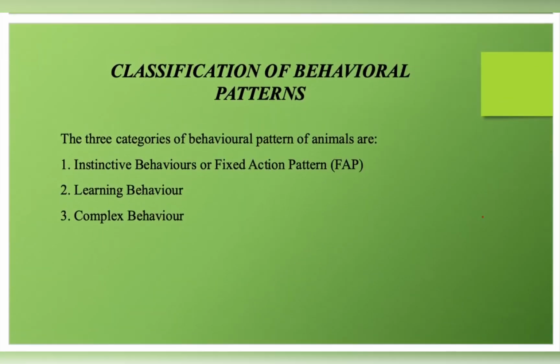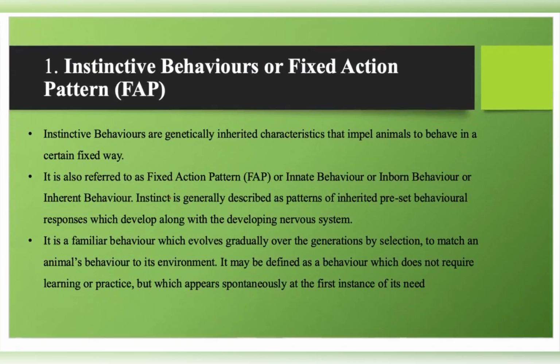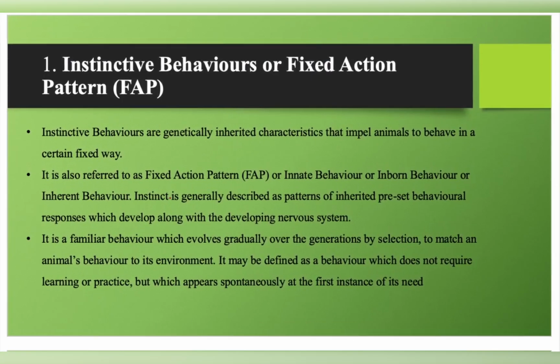Now let's talk about the classification of behavioral patterns. There are three basic categories of behavioral pattern of animals. Number one is instinctive behavior, also called the fixed action pattern, the FAP. The second one is learning behavior, and finally we come to complex behavior. One by one we are going to discuss each category. We are starting with the first one, instinctive behavior or fixed action pattern.